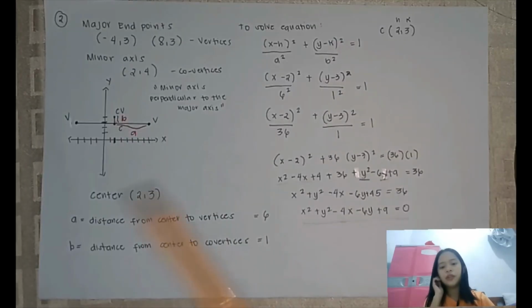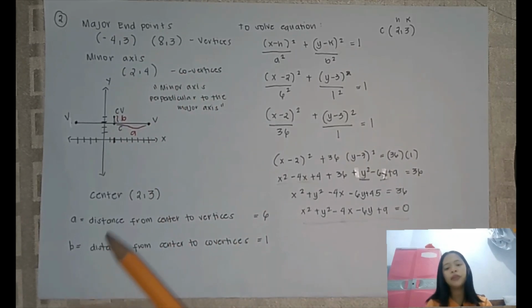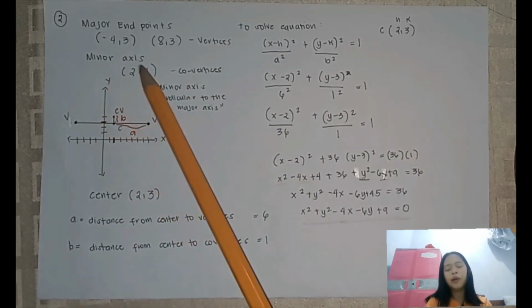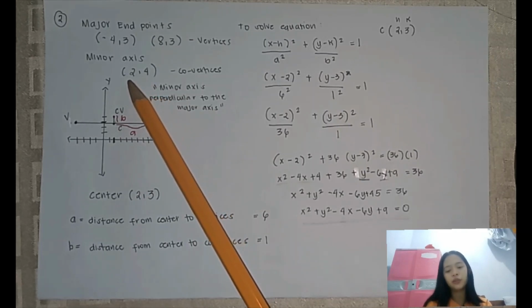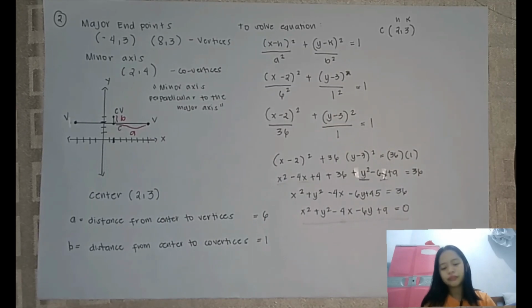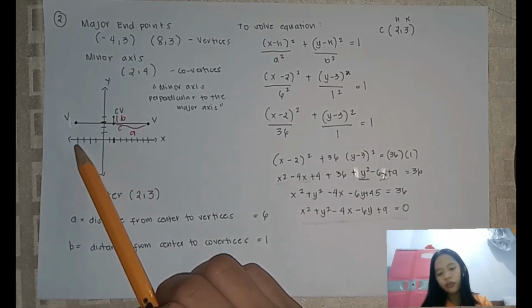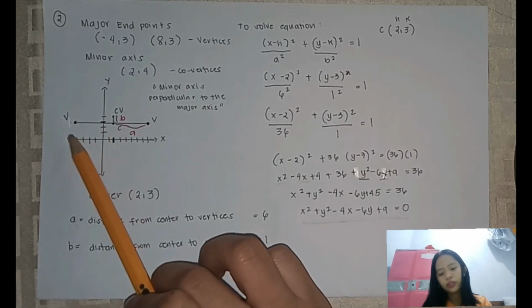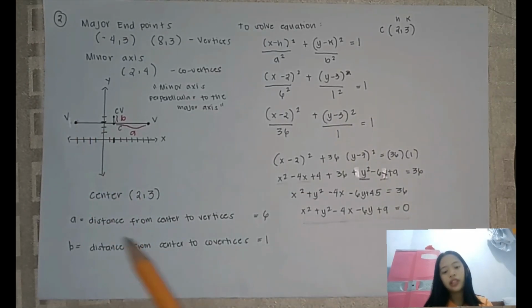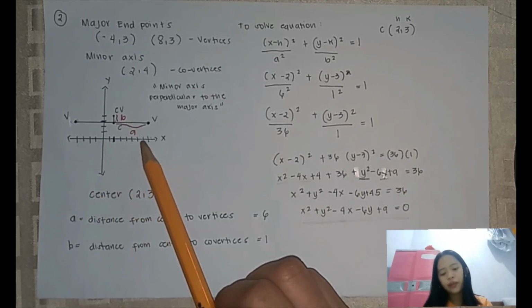Alam naman natin yung major endpoints nga is negative 4 and 3 and 8 and 3. So, ang major endpoints ay tinatawag din na vertices. And ang minor axis naman natin is given 1 nga lang, tinatawag natin siyang co-vertices. So, kung ipa-plot natin, negative 4 and 3, 1, 2, 3, 4, and sa y naman is 1, 2, 3. Yan. And yung isa namang major endpoints, which is yung 8, 1, 2, 3, 4, 5, 6, 7, 8.